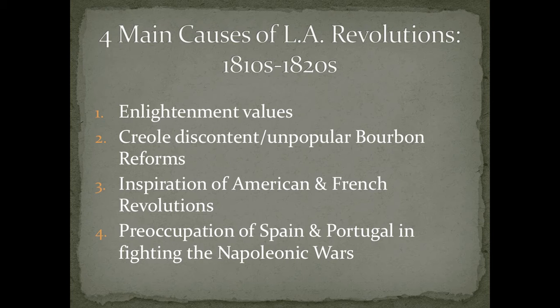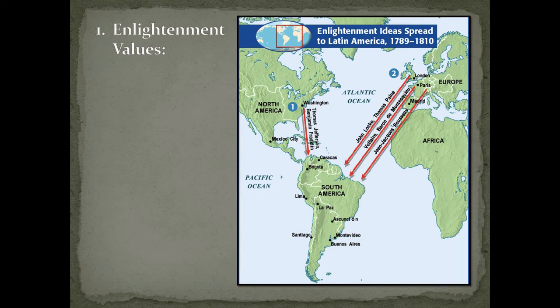And then what is going to be the trigger event for these revolutions to break out is the fact that Spain and Portugal are going to be caught up in the Napoleonic Wars. We'll see that expansion of Napoleon in the very early 1800s throughout Western Europe and into Eastern Europe. But one of his destinations for conquest was Iberia, which is Spain and Portugal. So by doing so, it destabilizes the Iberian Peninsula, and that is the perfect time for these revolutions to break out. So let's recall here those four, go into a little bit more detail.